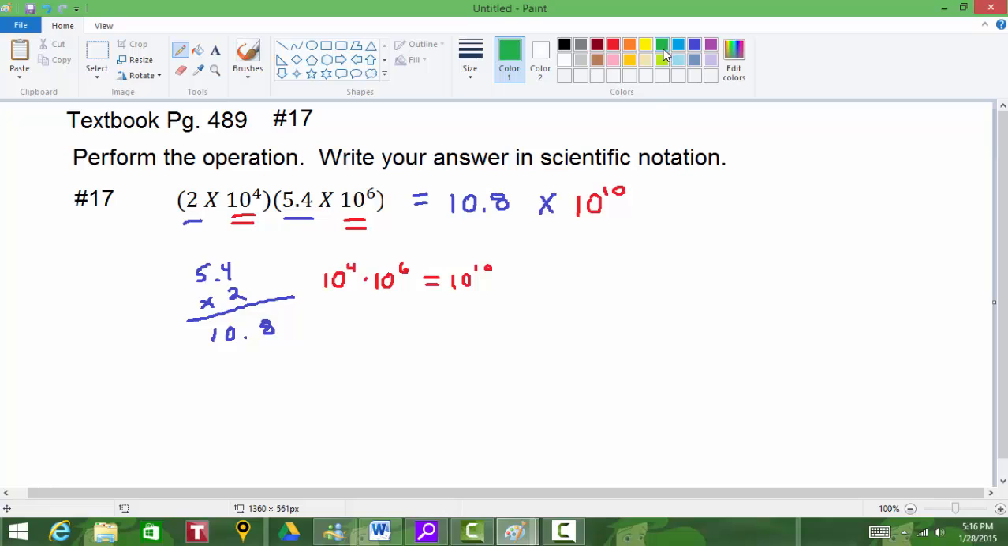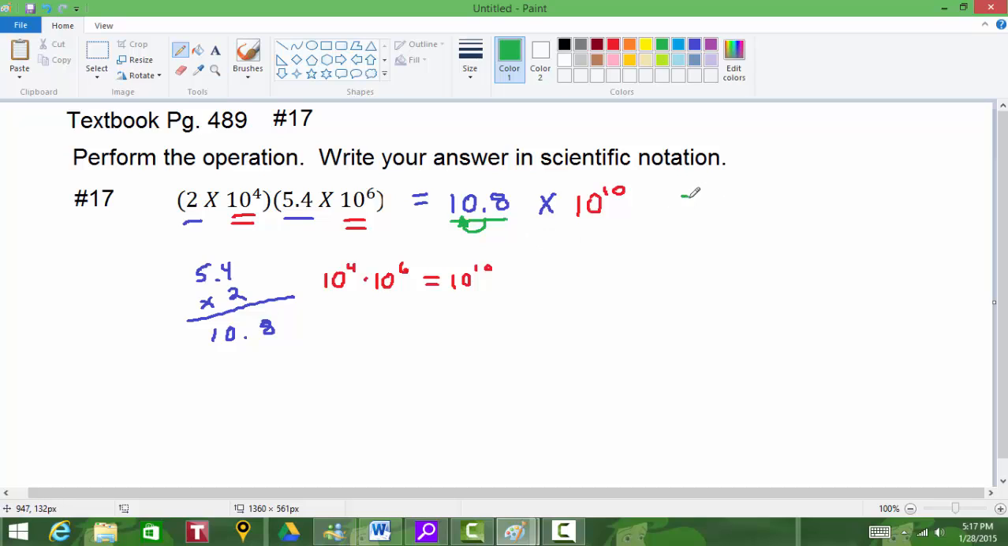Now if you take a look at the number we have, 10.8 times 10 to the 10th. However, we have a problem. If you look at this first factor, it's not between 1 and 10. So what we have to do to remedy the problem is move the decimal so it's between the 1 and 10. So I'm going to move this back one spot right here.